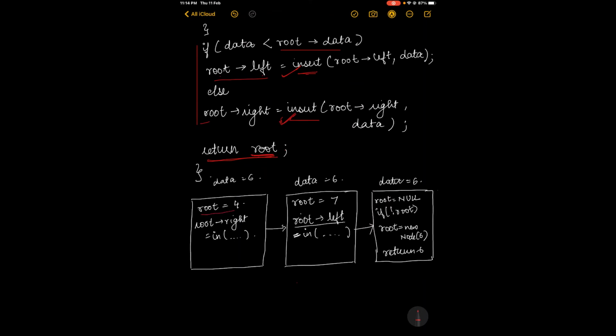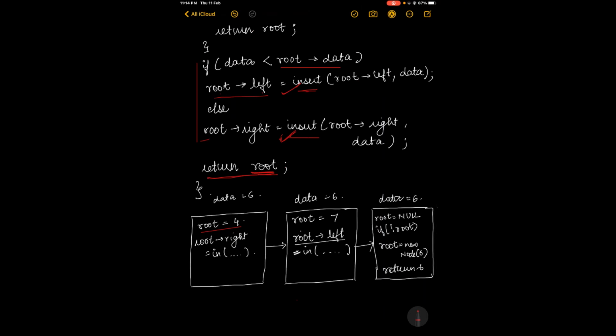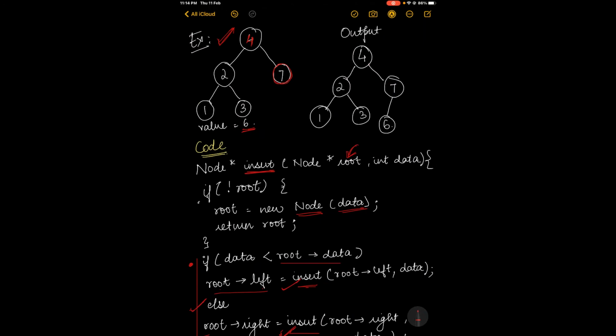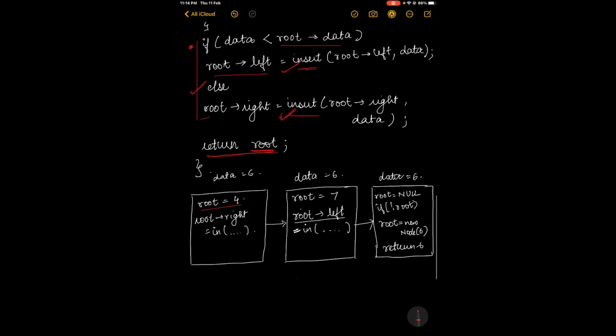So initially our root equals 4. Since that is not equal to null, we'll simply move on to this if statement. Now here the data is greater than the root data, so we'll jump to the else statement. So root right is equal to insert root right comma data. This means that the right child of 4 will now be passed as the root. The right child of 4 from the diagram can be seen, and it is 7.